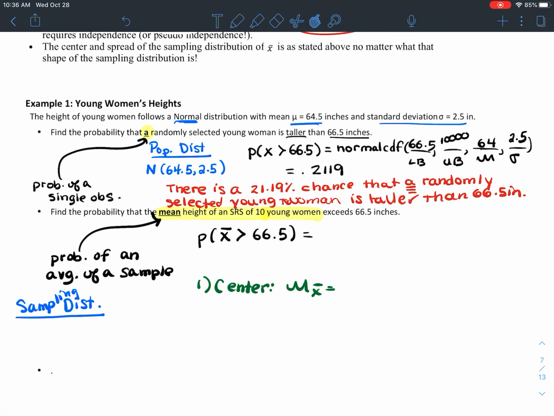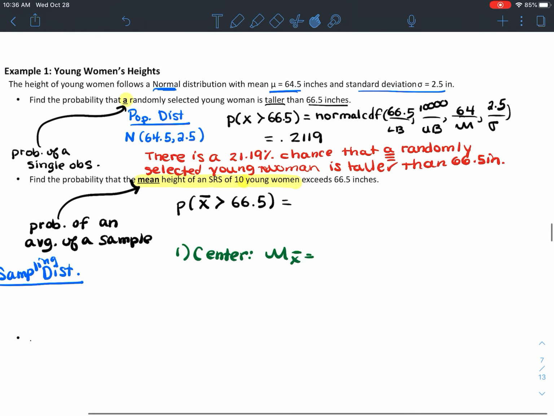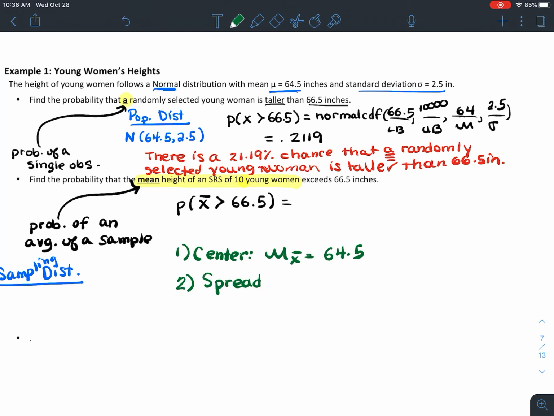To get the center of your sampling distribution for x bars, that should be right in line with whatever we know the population mean height to be. Well, they told us here that the population mean height, that's right up here in the problem, is 64.5 inches. There is no condition that you need to first show for anything regarding the center.